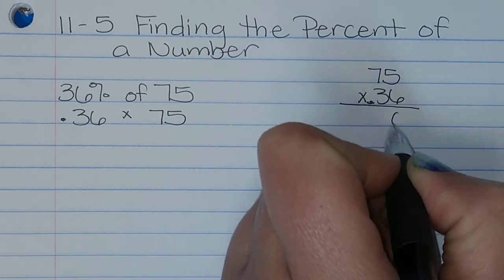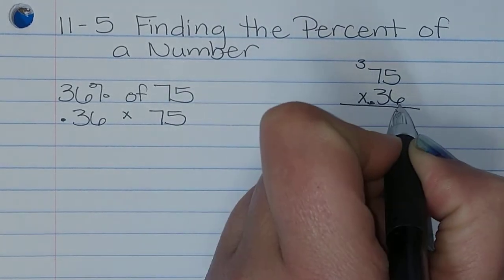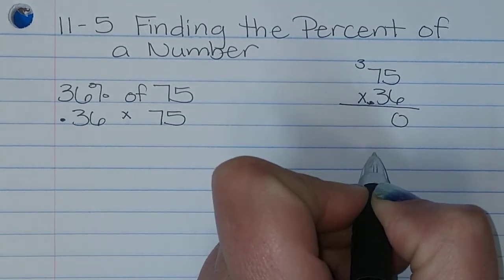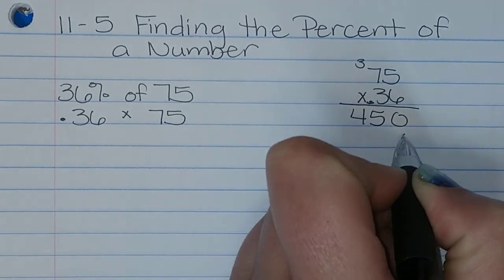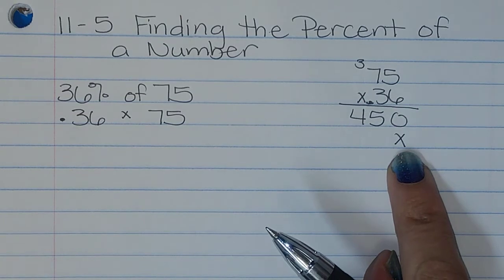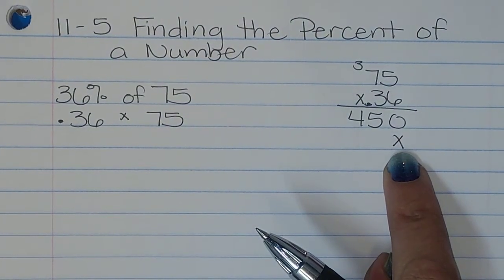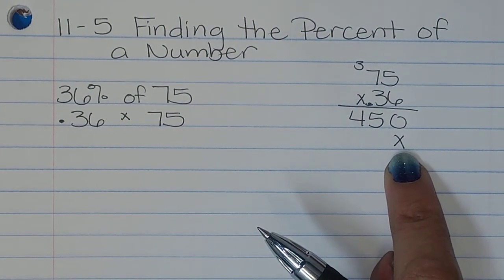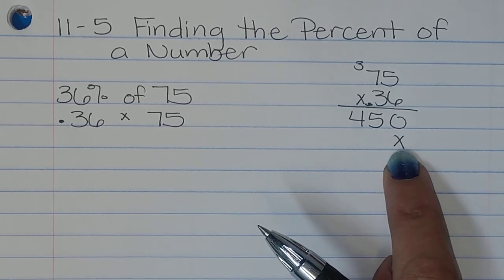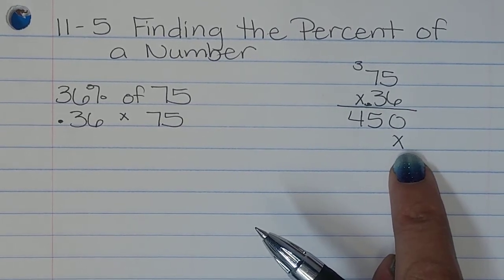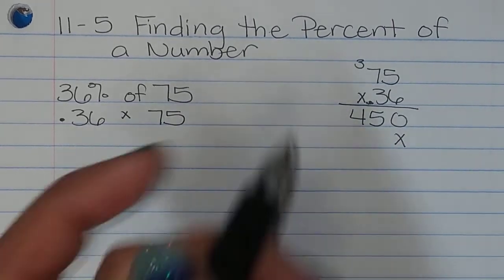6 times 5 is 30. Regroup. 6 times 7 is 42. Add in our 3. So we have 45. Add your place keeper. Again, remember we're moving over to the tens digits. So you can put an X there, you can put a 0 there, something to hold your place. I tend to put an X because I want to make sure I didn't multiply something that ends with 0.